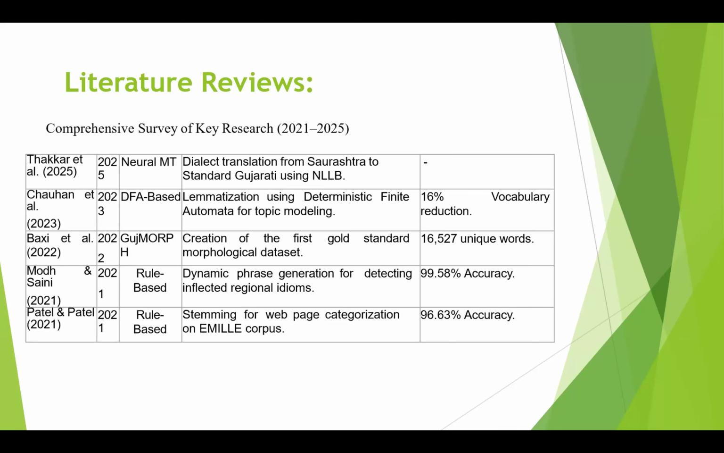Continuing the survey, Thakkar et al., 2025, used neural machine translation to translate Saurashtra dialect text into standard Gujarati using NLLB. Then Chauhan et al., 2023, applied DFA-based lemmatization for topic modeling, achieving a 16% vocabulary reduction. Bakshi et al., 2022, created GUJMORPH, the first gold standard morphological dataset with over 16,500 unique words, which much of the later work builds on.